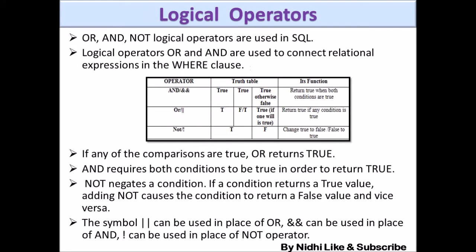Next type of operator is logical operators. Logical operators are also used with the where clause, and we have three logical operators: or, and, not. You will study these logic gates in physics also in higher classes. For understanding, just see this table, and on the basis of this table I will explain what the or, and, not operators are.